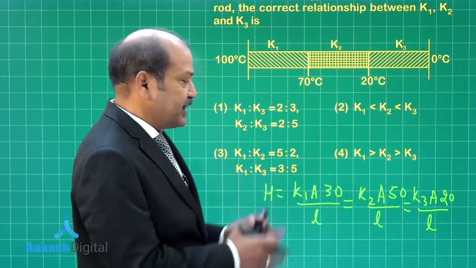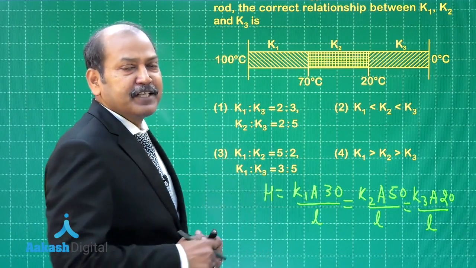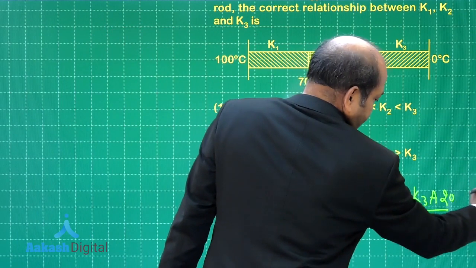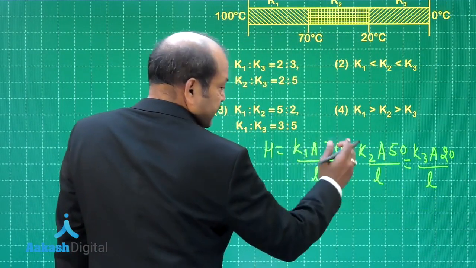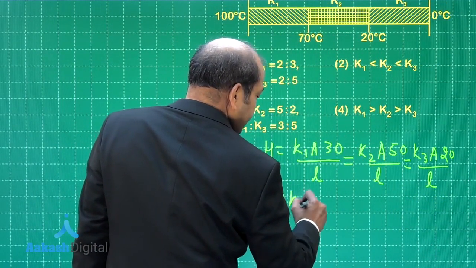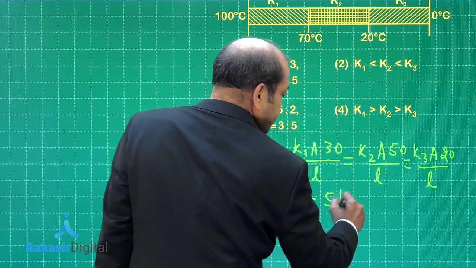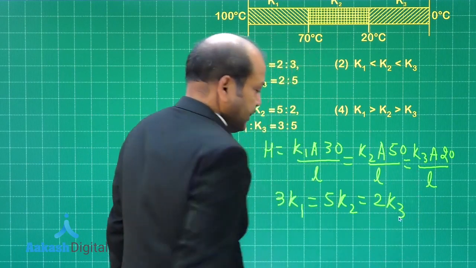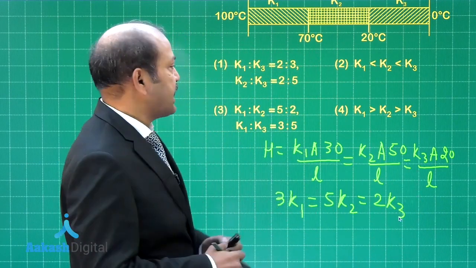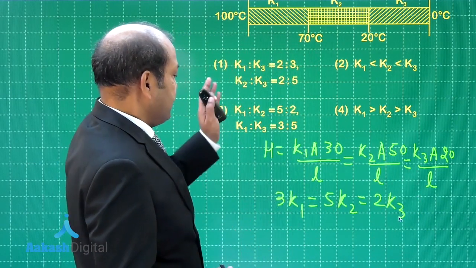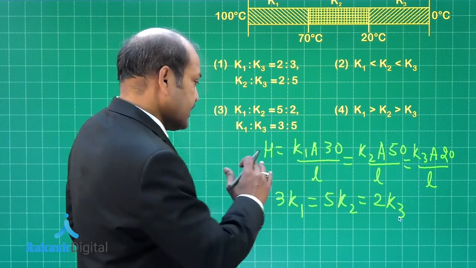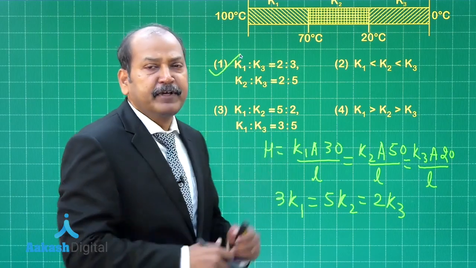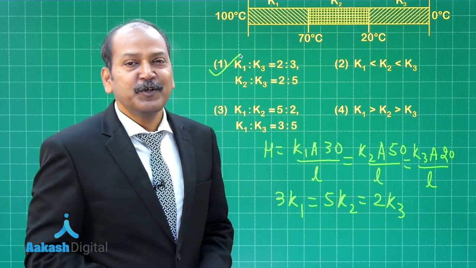So, this is the equation which will help us find the relation between K1, K2 and K3. In fact, we can straightaway say that 3K1 equals 5K2 equals 2K3. Now, the question is practically solved. We see that the first option is correct, it is matching with the relation that we have got. Let us now go to the next question.